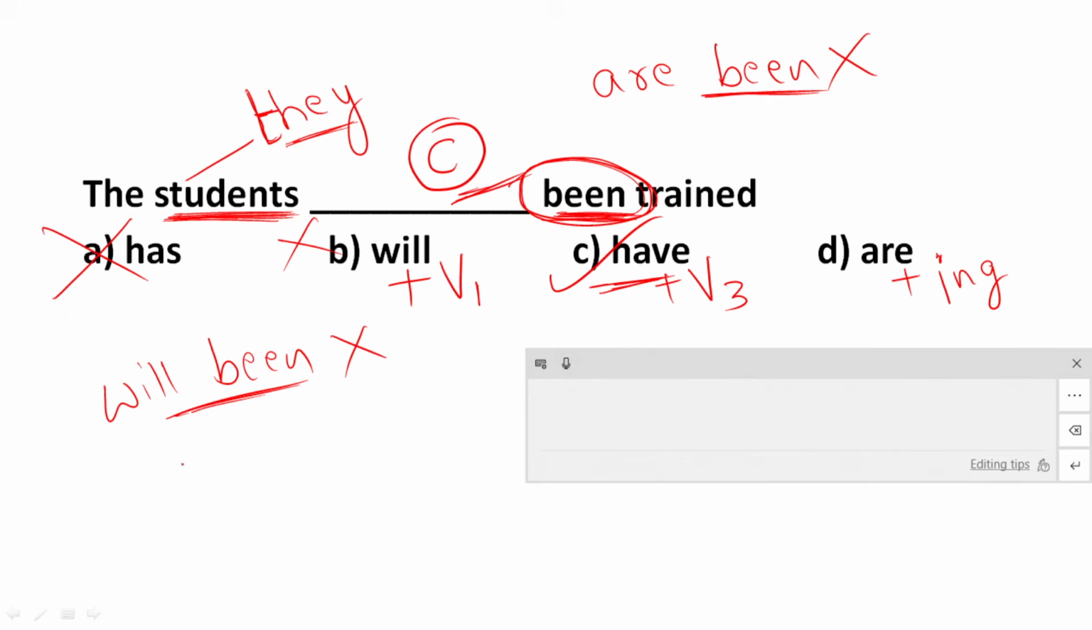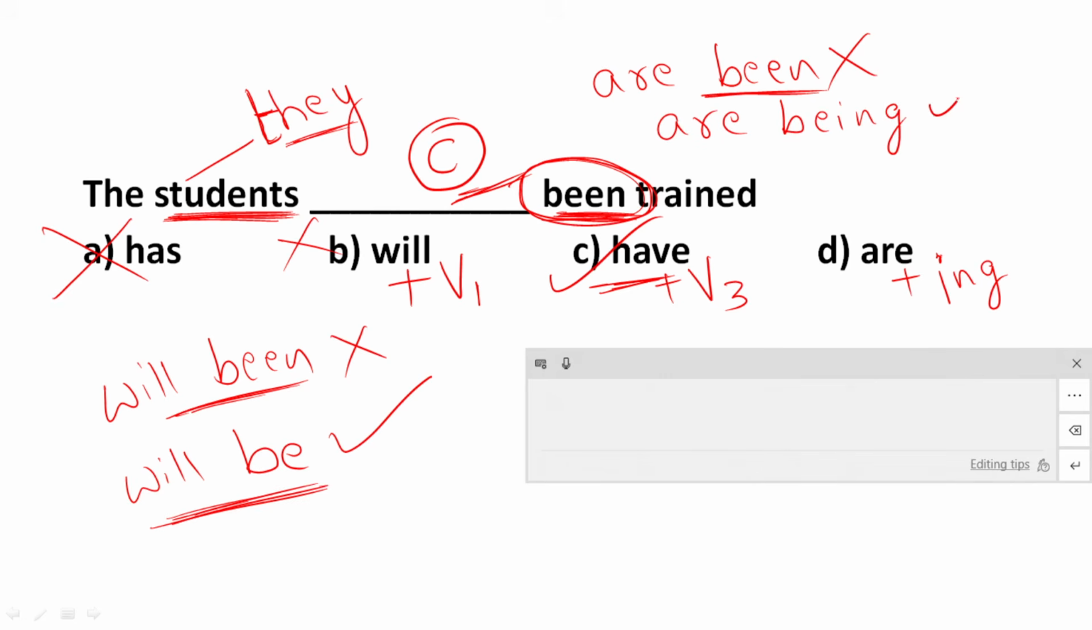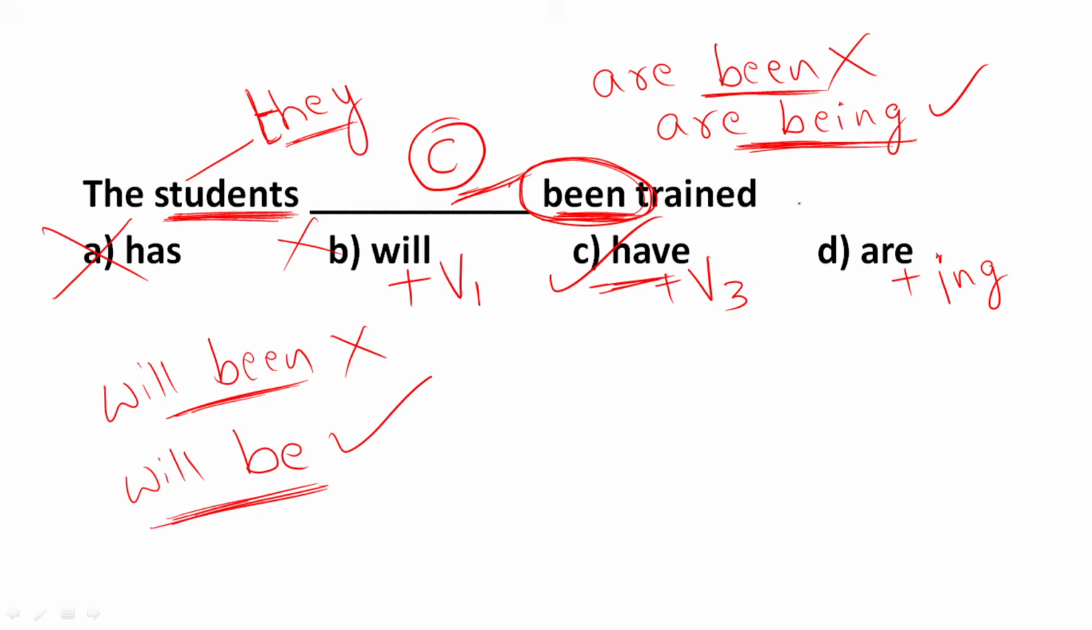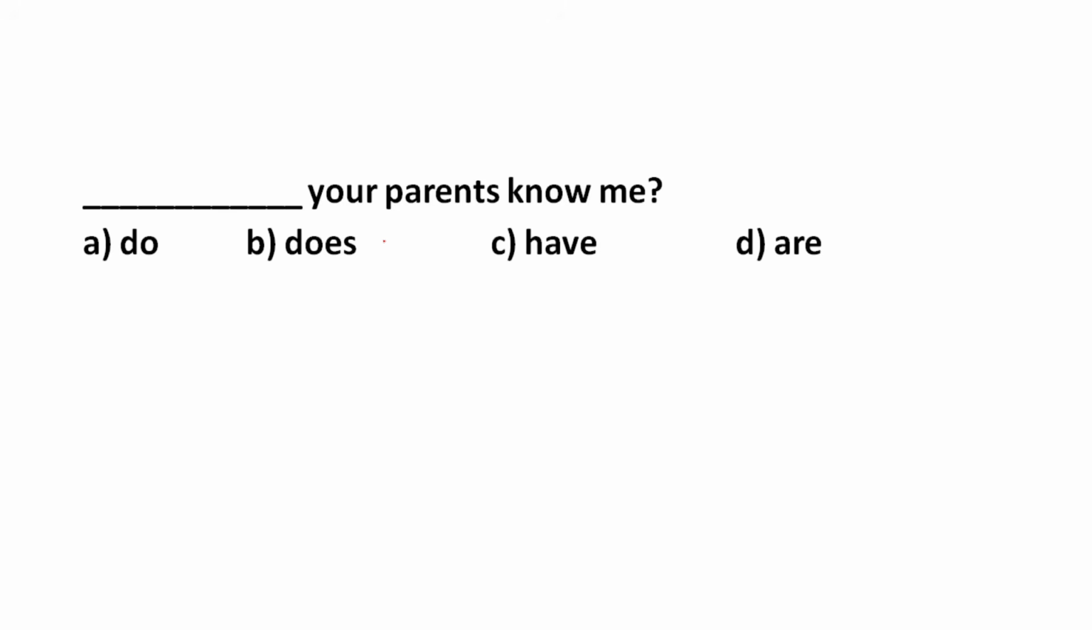Correct? Now some of you may be wondering, so will been is wrong, but can I use will be? 100% we can use will be. When we use will be, that we will discuss very soon in our upcoming videos. Now are being is wrong here, but can I use are being? 100% you can use are being, because are being is the right grammar. You may be asking me a doubt, so when can we use are being? Yes, are being is definitely used in a separate topic called passive voice present continuous, which we will discuss very soon. We'll go ahead to the next question.